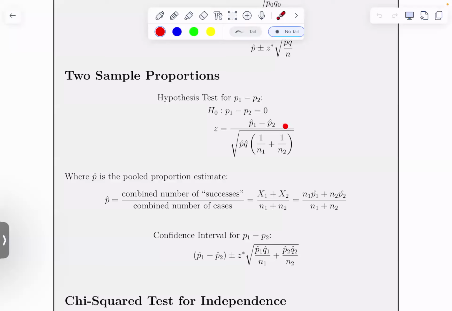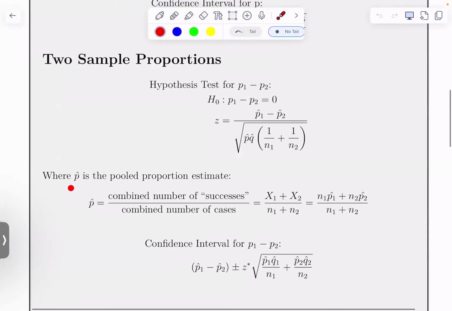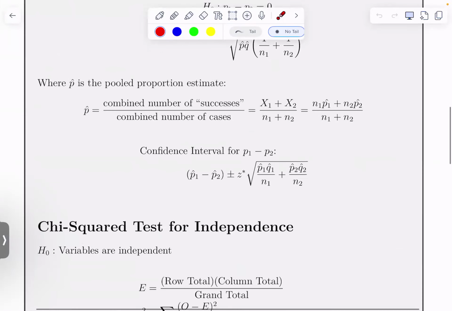Our test statistic is a little bit bigger and it involves this P hat. Notice I say where P hat is the pooled proportion estimate, and I give you all the different ways that you could find it, depending on what's easiest given your information. And then we can build a confidence interval for the difference in the proportions.